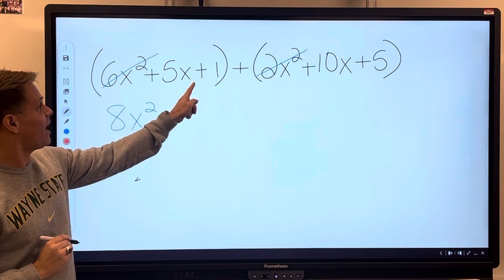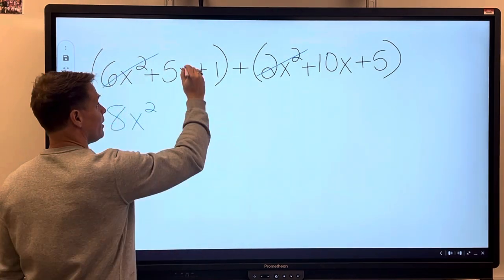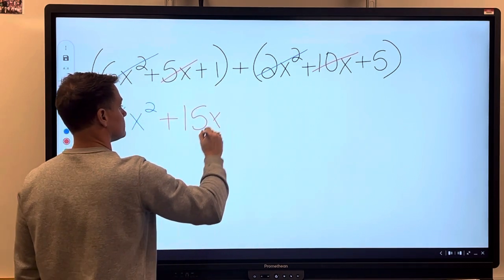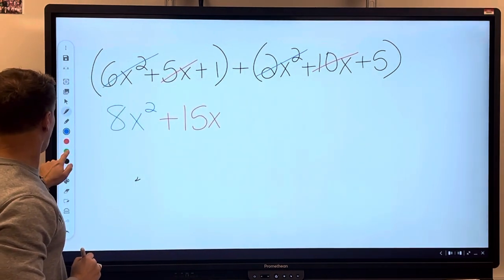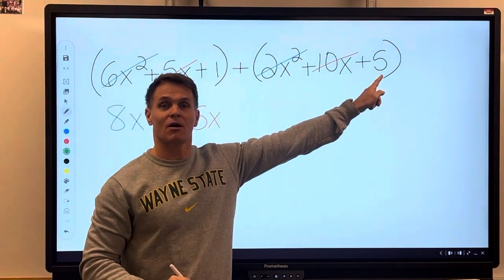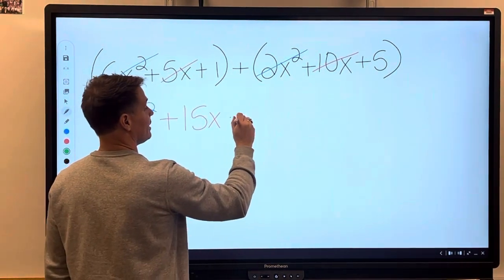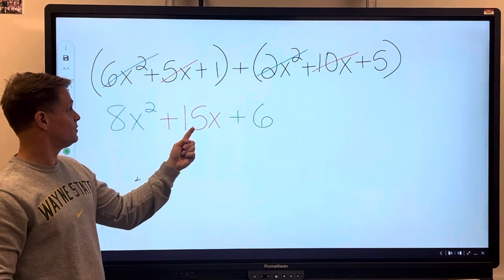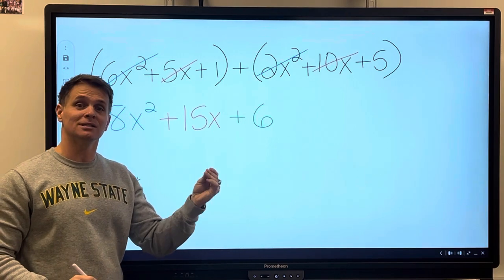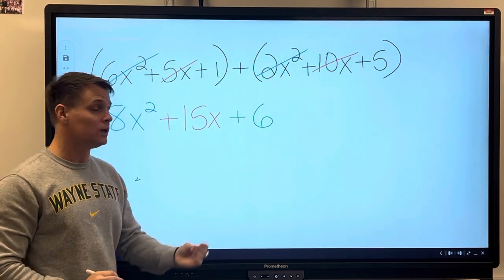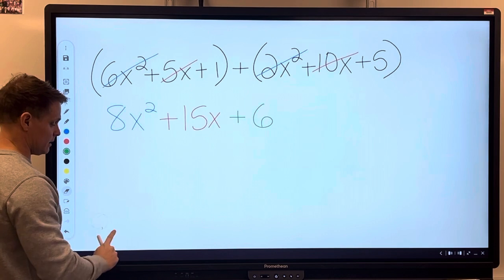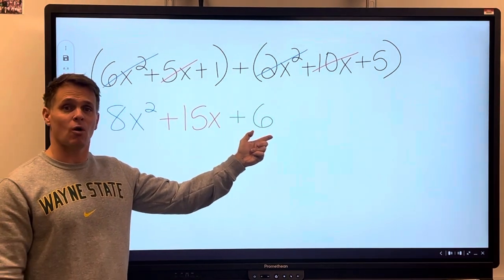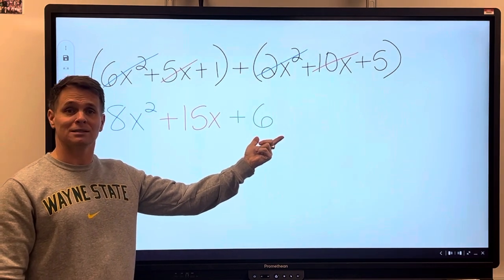Now over here I have a 5x and a 10x. 5x plus 10x is 15x. And then over here I have a 1 plus 5. 1 plus 5 is 6. This is my answer, 8x squared plus 15x plus 6. And the answer is in what we call standard form. Standard form means that the highest exponent is first, then the next highest exponent, and so on, until you either have a number by itself or you're done.